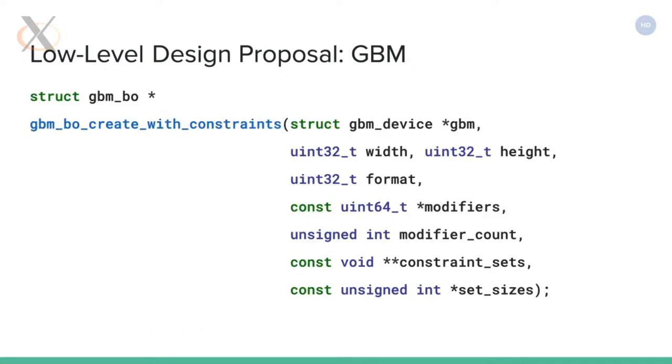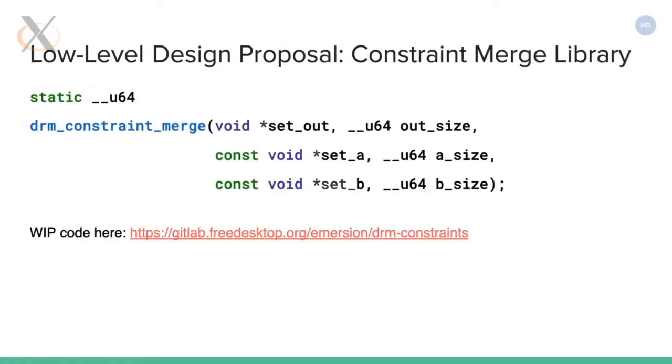Yeah, I'm going to jump past GBM. It's really simple. We add a constraint set to the existing call. And this is an example of the merge library. You're going to jump past this too. Sorry, Simon. But look at the link there. That's Simon's code.